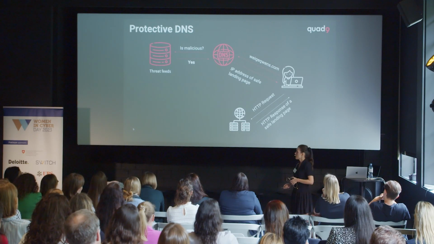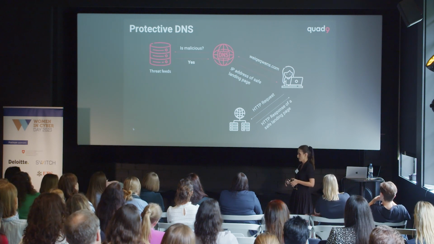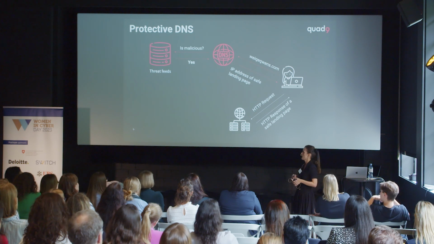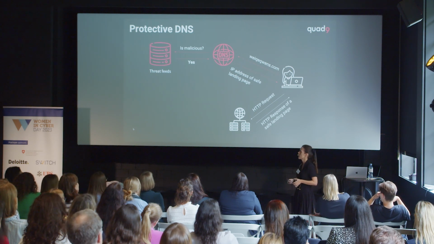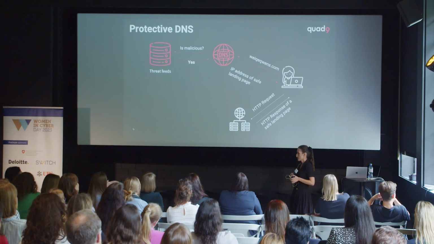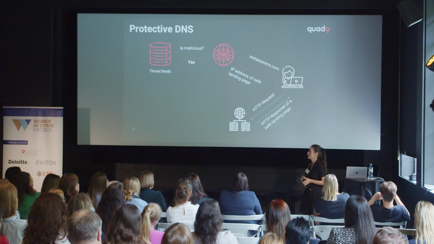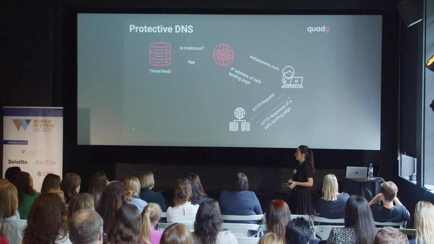So how is it different from protective DNS? Again, we have the same system, so word to number translation, but we have one additional component, which is a database. The database contains entries where you have a domain and a specification of whether the domain is malicious or not.